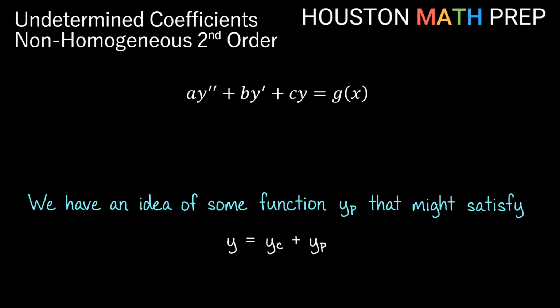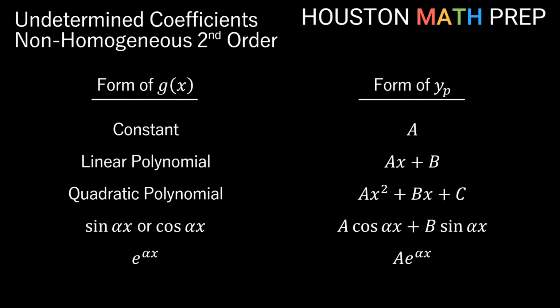And the way we might have an idea of what would work for y sub p, the particular function, will be to look at the form of the right-hand side. So if our right-hand side g of x is some constant, then our particular function will also just be some constant. If our right-hand side is a linear polynomial, then our particular function will also be a linear polynomial, which we'll call a x plus b. If it's a quadratic polynomial, then we'll need to have a quadratic term, a linear term, and a constant term.